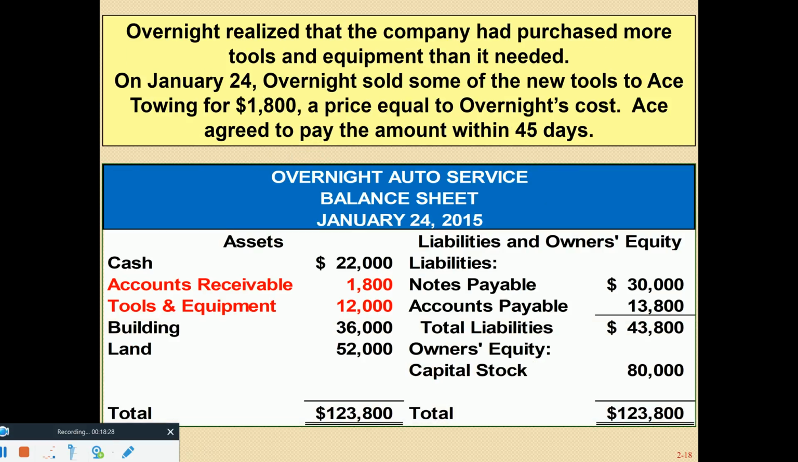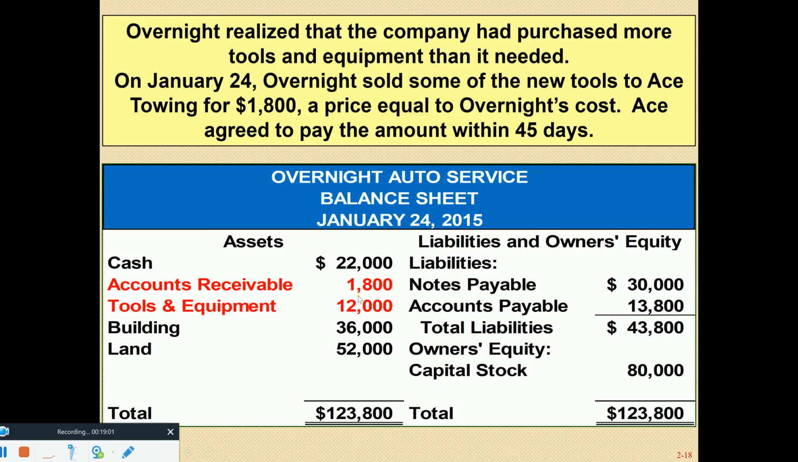All right, now the next day we realized, you know what? We bought too much tools and equipment. So the next day on January 24th, Overnight sold some of the new tools to a company called Ace Towing for $1,800, which is the same price that we originally bought it at. And Ace agrees to pay the amount within 45 days. So we sold equipment which cost $1,800, but we didn't get paid for it yet.